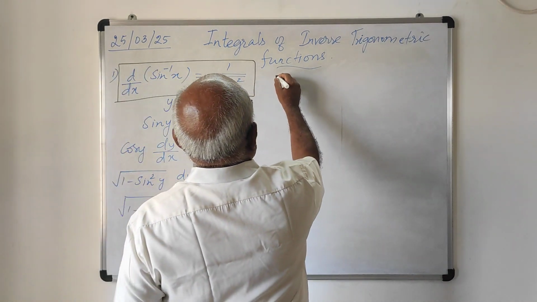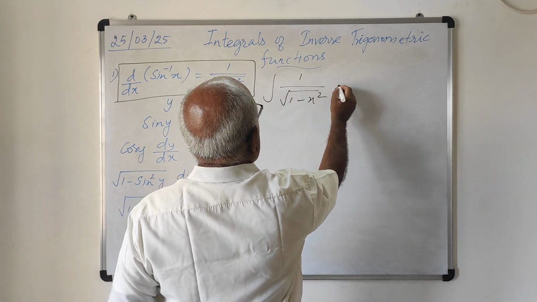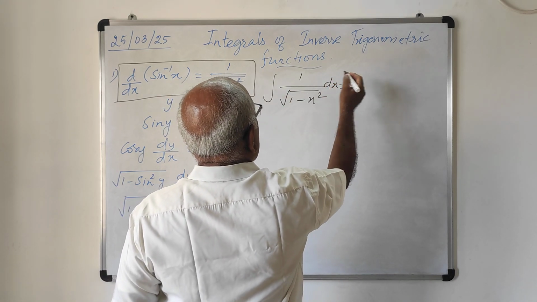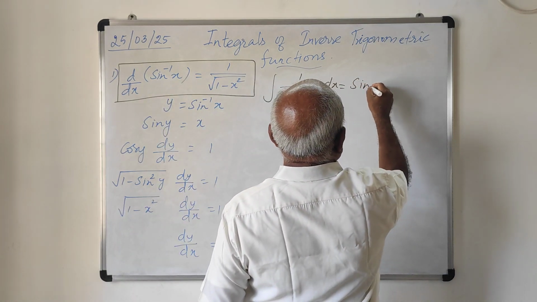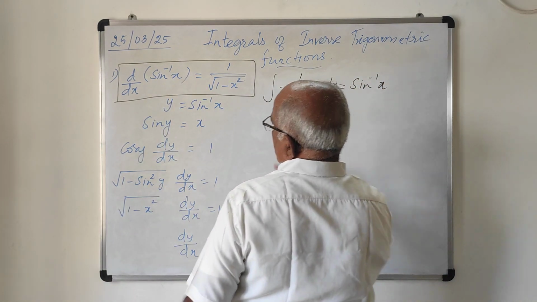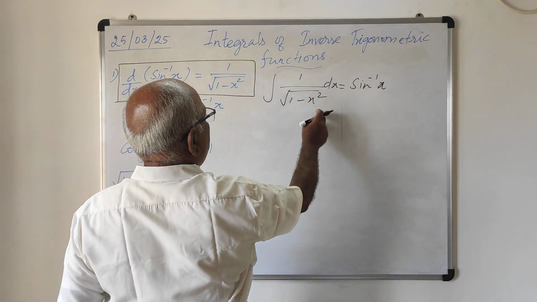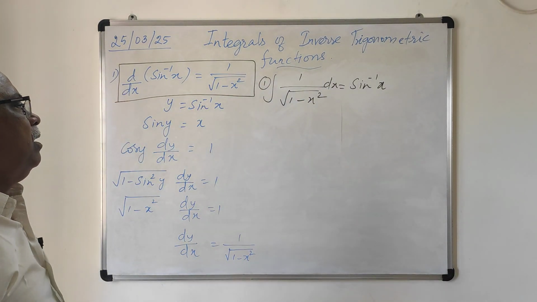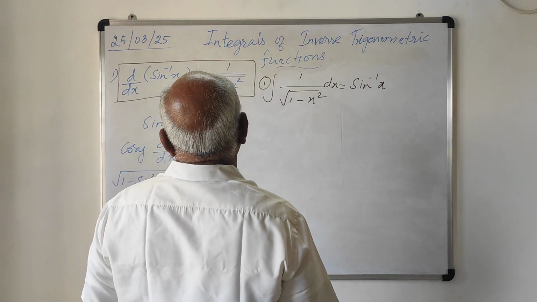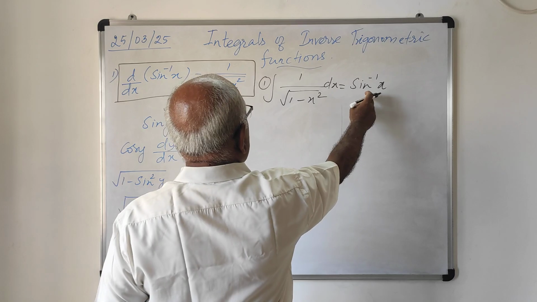from this, integral of 1 by root of 1 minus x square dx equal to sin inverse x. So, reciprocal function: derivative of sin inverse x is 1 by root of 1 minus x square. Integral of 1 by root of 1 minus x square dx is sin inverse x. This is our first result of integral of inverse trigonometric function: integral 1 by root of 1 minus x square dx equal to sin inverse x.